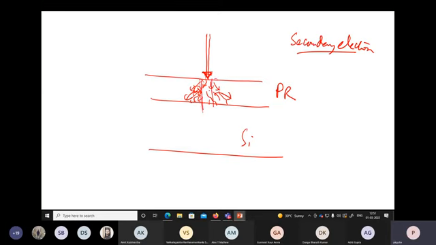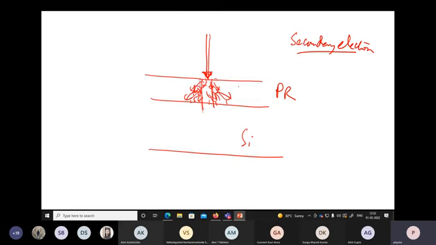So maybe this portion is directly under the electron beam, but actually other parts adjacent to this directly exposed portion will also be affected. This is known as proximity effect, okay.